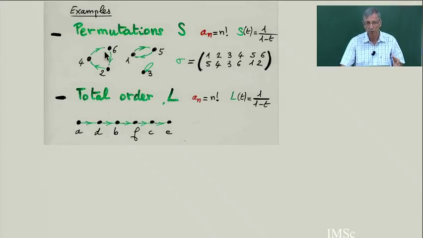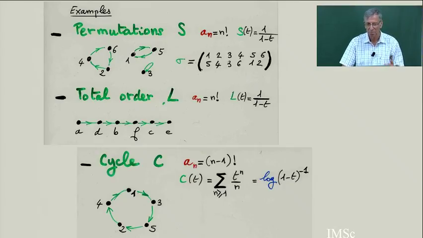Example: the permutation, if you use the cycle notation, has exponential generating function, including the empty permutation, 1 over 1 minus t. The total order has the same generating function, but in the philosophy of species, these are two different species. It is more subtle at the level of species. Take a single cycle: the number of circular permutations is n minus 1 factorial, so the exponential generating function is the logarithm of 1 over 1 minus t.